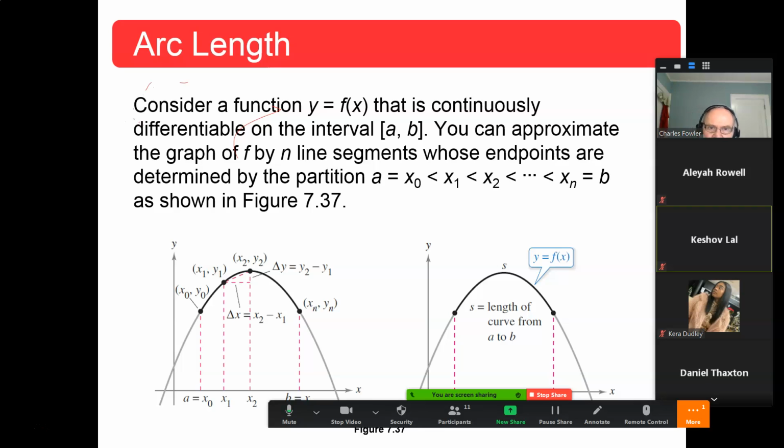The actual curve is the length from here to there. What you do here is take the distance between these two points, the distance between those two, the distance between those two, and then ask, how well does that approximate the curve? Fairly well, but not great.